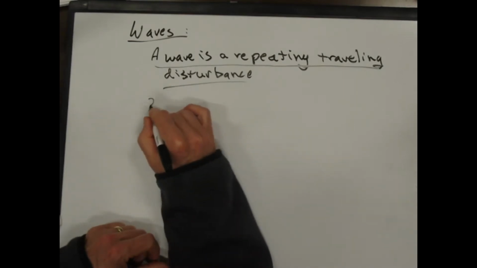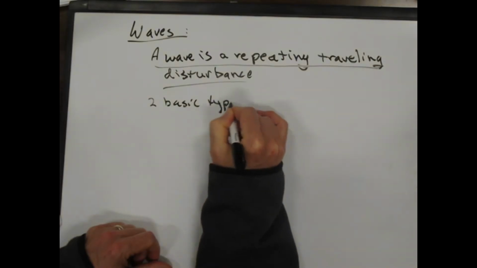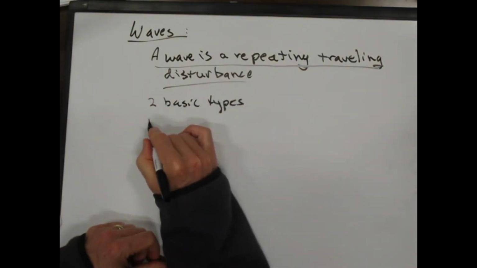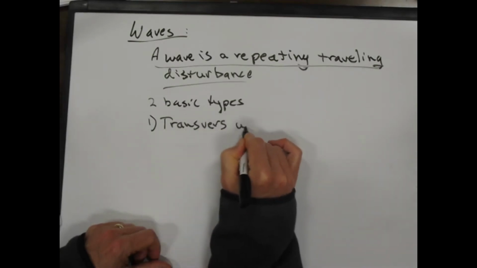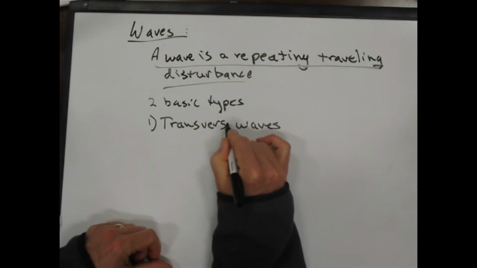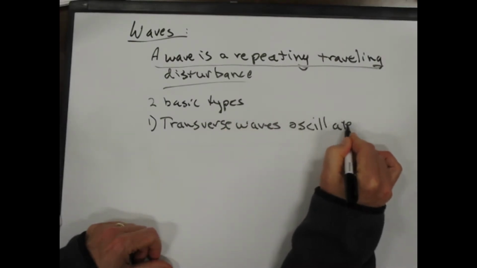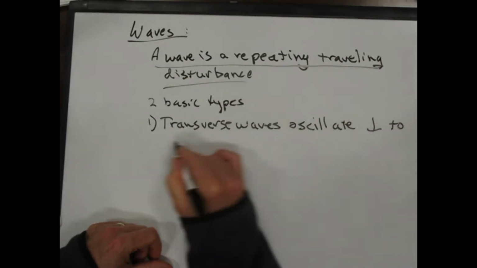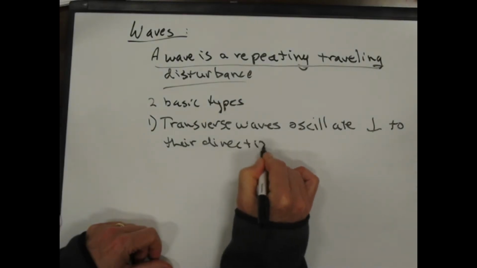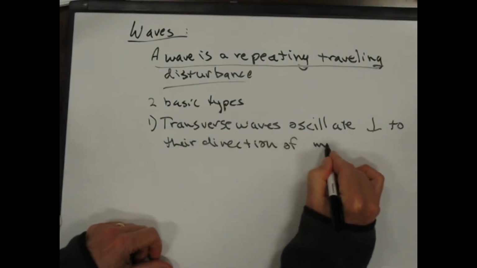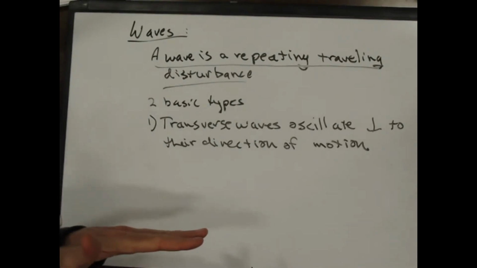And so there are two basic types of waves. There are lots of types, but two basic ones. The first one is transverse waves. Transverse waves oscillate perpendicular to their direction of motion.